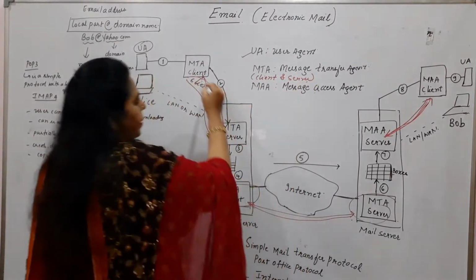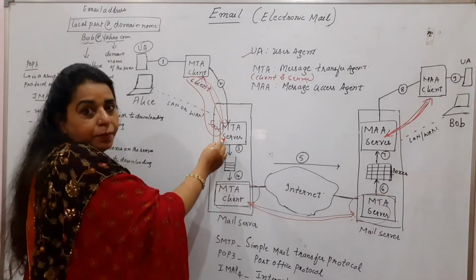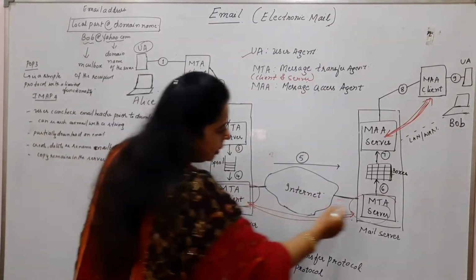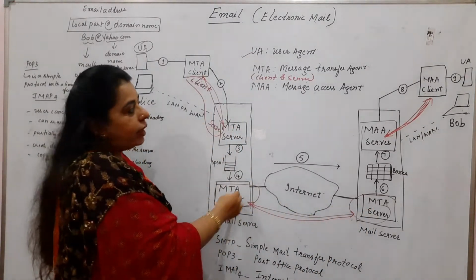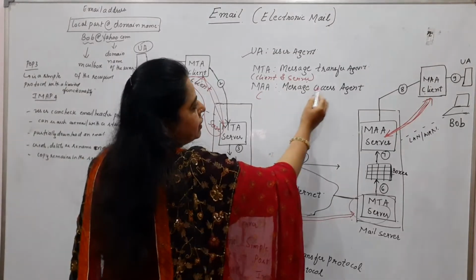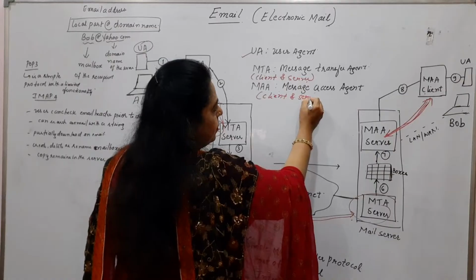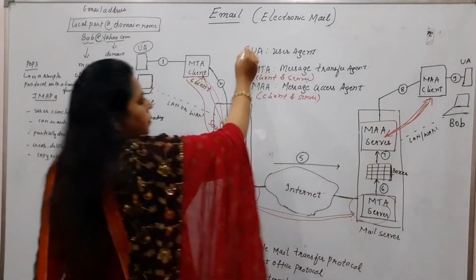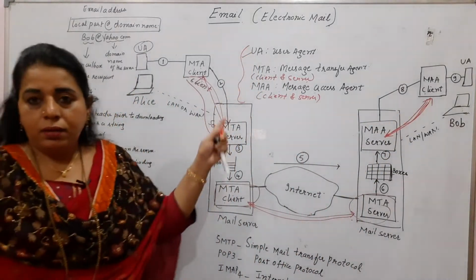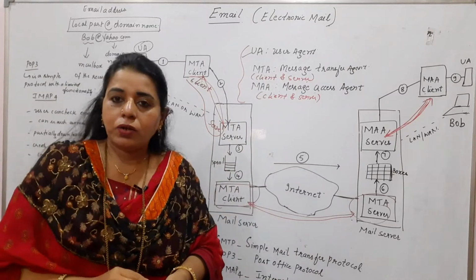So which are the two pairs? One pair is here, MTA client and MTA server. Another pair is here, MTA client and MTA server. Then you require one pair of message access agent, that is also the client and the server program. So that is here. So totally these programs are needed in electronic email.